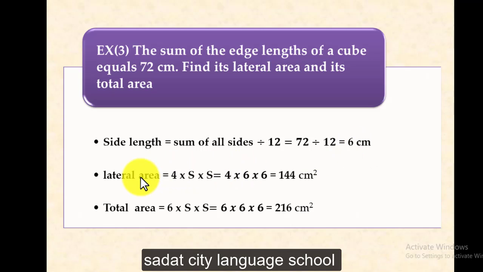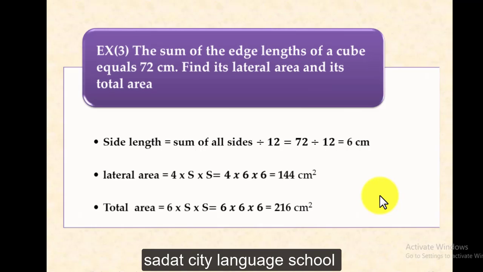Now, can we find the lateral area and total area? Yes, lateral area equals 4 times side length times side length. Side length equals 6. 6 times 6 equals 144, times 4 gives the lateral area. And total area is 6 times side length times side length. 6 times 6 times 6 equals 216 centimeter square. Okay. After this, we have another two exercises.